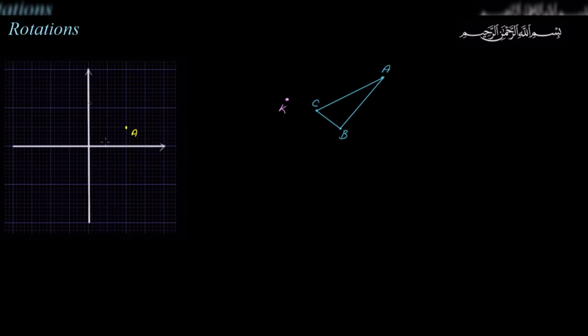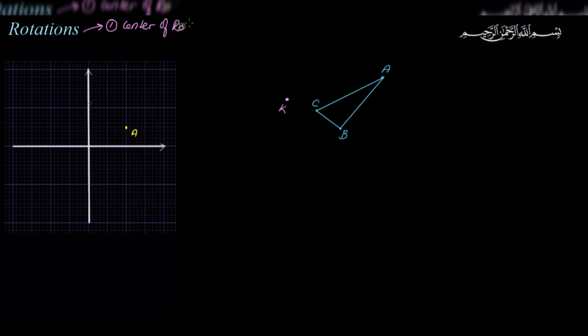So when we talk about a rotation, we have to talk about two very important concepts. One is that you always have to have a center of rotation. In other words, you're always rotating something about something. Even if you have a clock that's on the wall, the minute hand and the hour hand are rotating, but they're rotating about the center of the clock. So they're always rotating about the center.